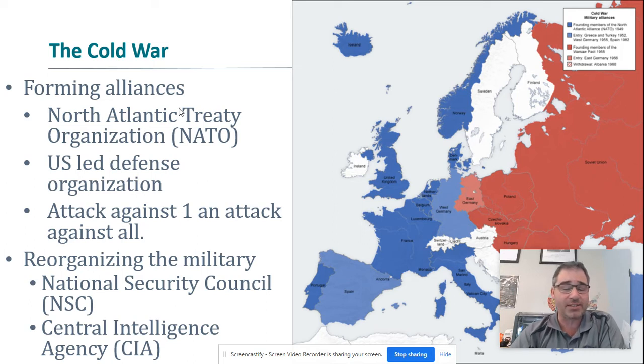The United States does reorganize its military as well. The United States creates something called the National Security Council, or the NSC, still very important in our modern political system. They advise the president on military matters, and the United States creates the Central Intelligence Agency, the CIA, as a way to gather information and do other things outside of American borders. Inside the American borders, the United States creates the FBI to kind of police internally for federal things. Outside of the borders is the CIA to do things like gather information and other nefarious deeds.